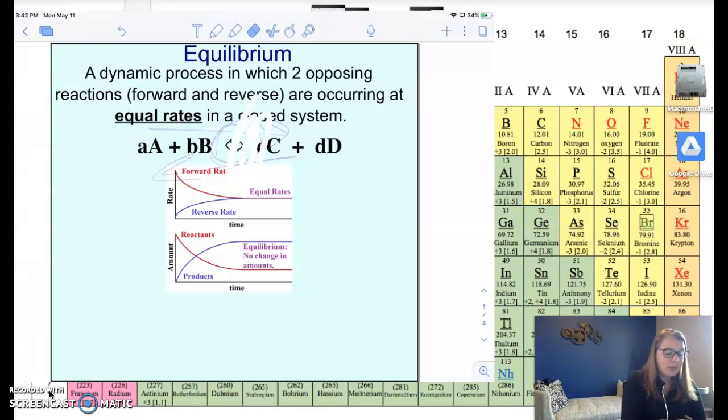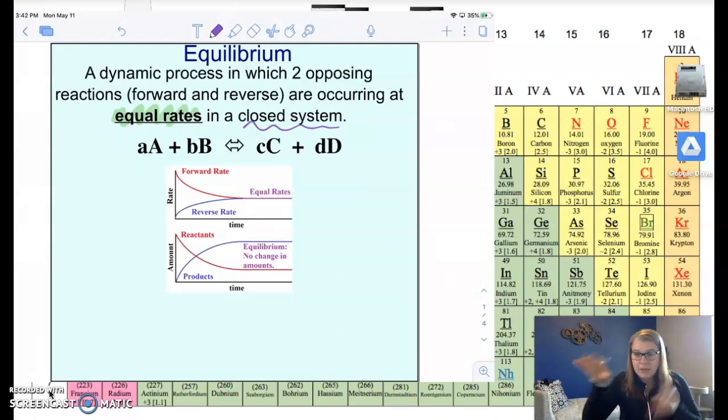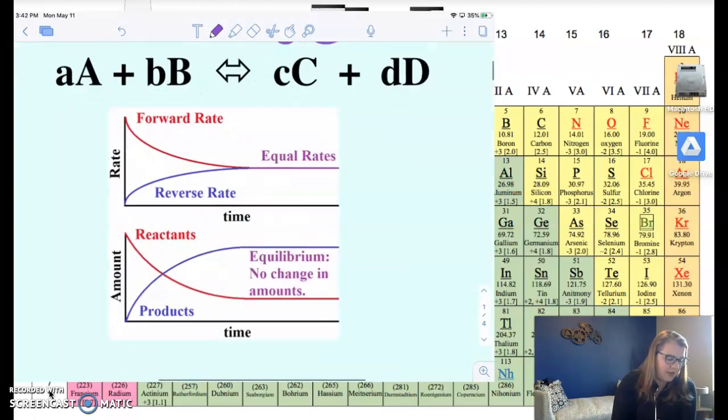And what equilibrium is more specifically talking about is the fact that those reactions, the forward and the reverse, not only could they both happen, but they are both happening at the exact same time. Not only that, they're happening at the exact same time at an equal rate. And it's got to be a closed system, because if it was open, then things can change it and ruin it.